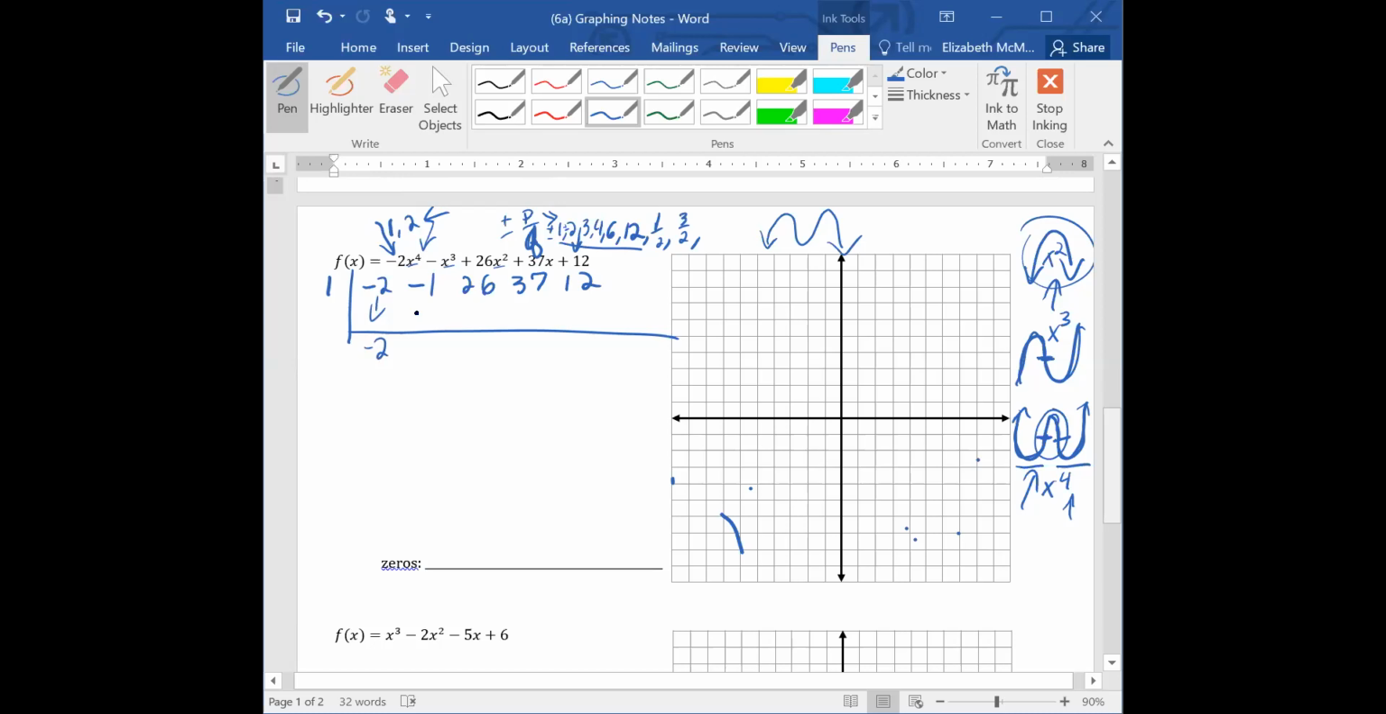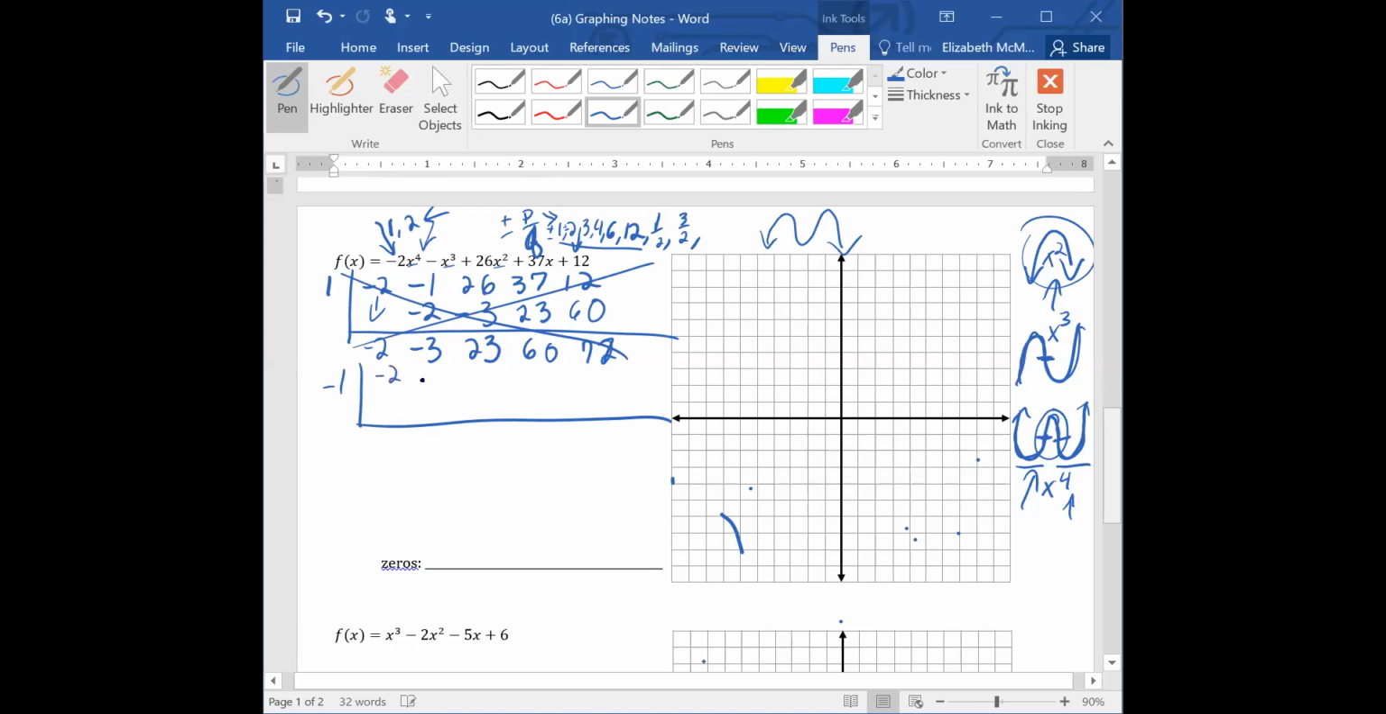1 times -2 is -2. -1 plus -2 is -3. -3 times 1 is -3. 26 plus -3 is going to be a positive 23. 23 times 1 is 23. So 37 plus 23 is 60. And 1 times 60 is 60. Okay, that's not going to work, right? Because that gives me 72, and that is not 0. Okay, that one doesn't work. All right, let's try -1.